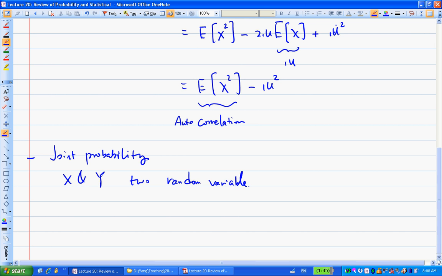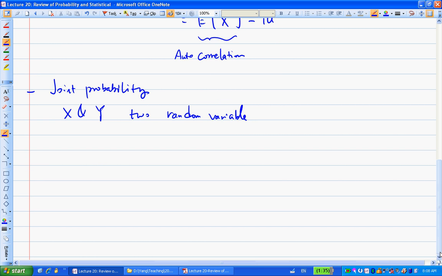So basically the question here is, what's the chance, for example, for x and y to occur at the same time? That's basically the situation here. So what we need is the so-called joint probability density function. We use f of x, y, with x and y here. So this is the joint probability density function.